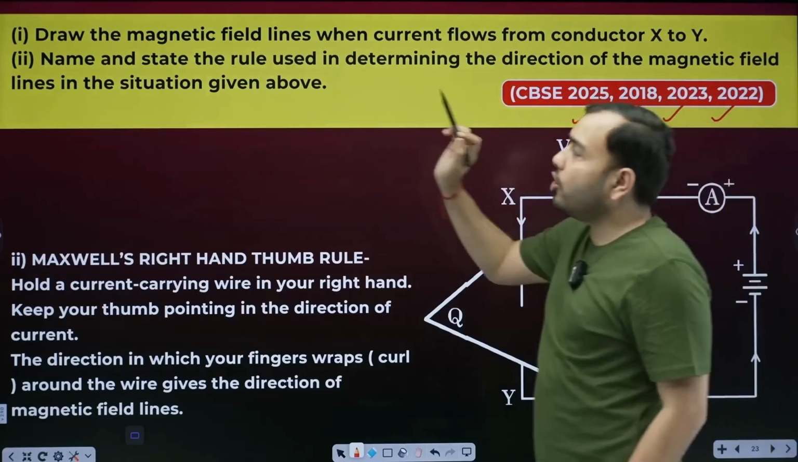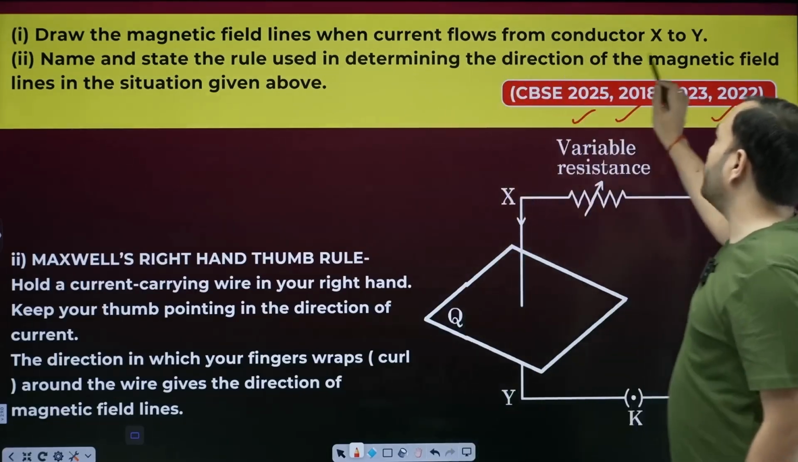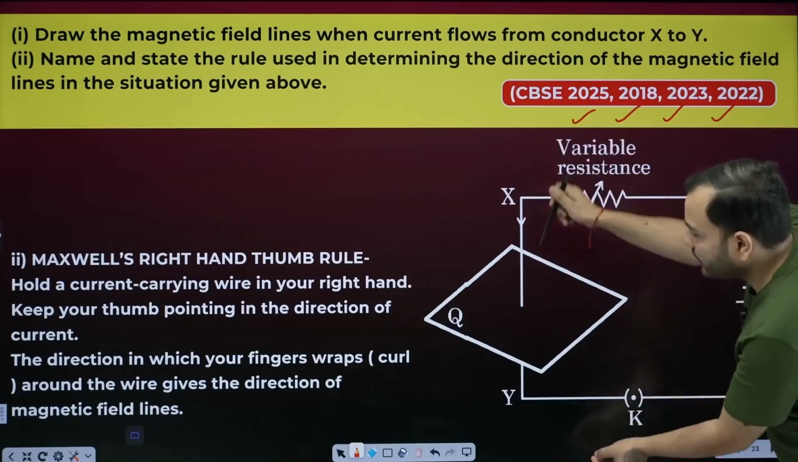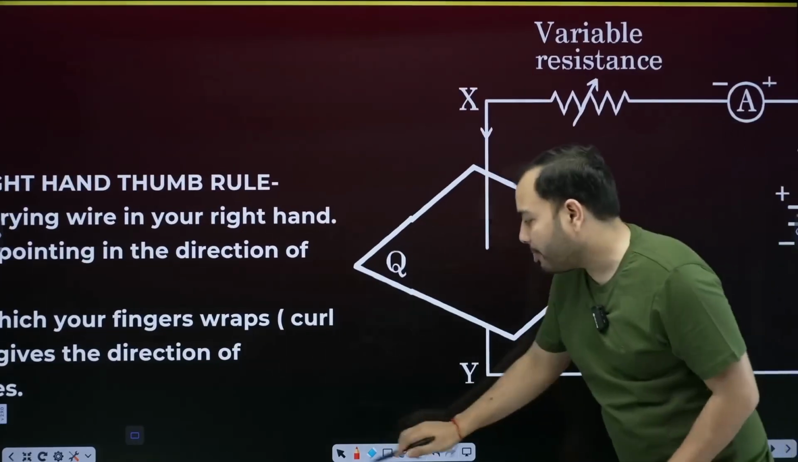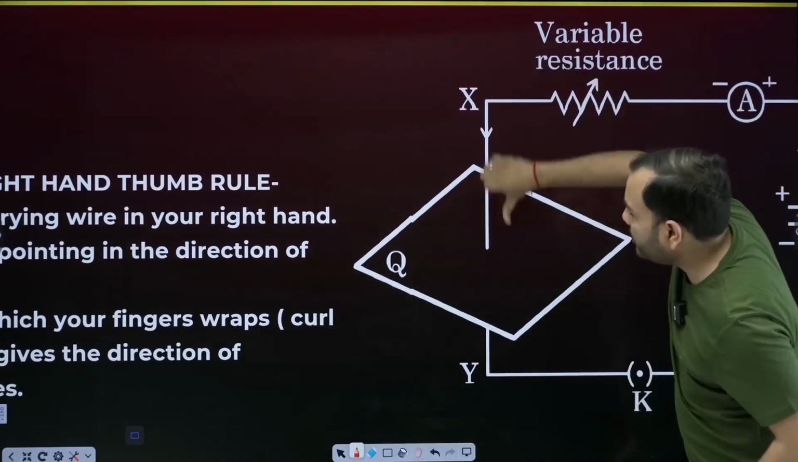What is the question? Draw the magnetic field lines when current flows from conductor X to Y. The current flows from conductor X to Y. What do you have to make? Magnetic field lines. You will make it. The current is going like this.